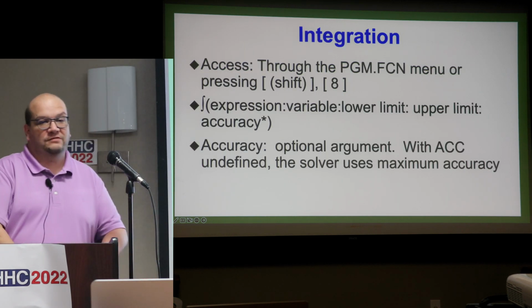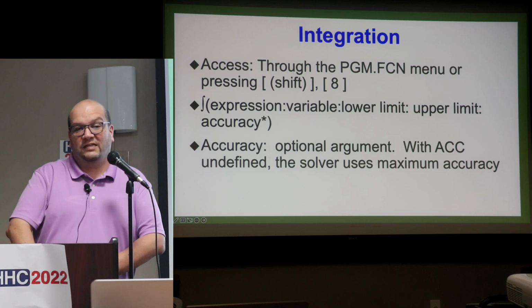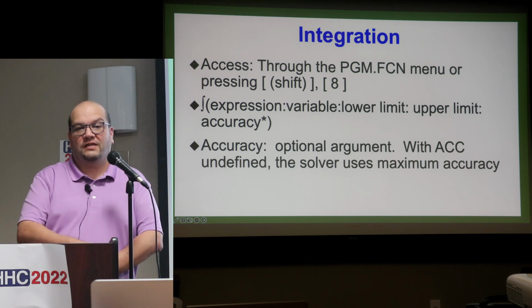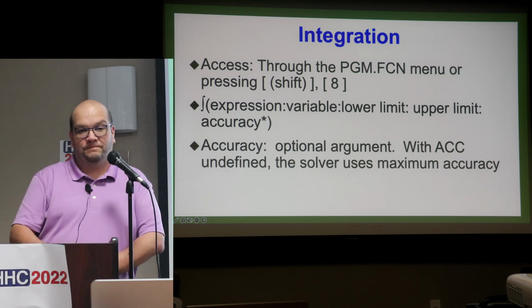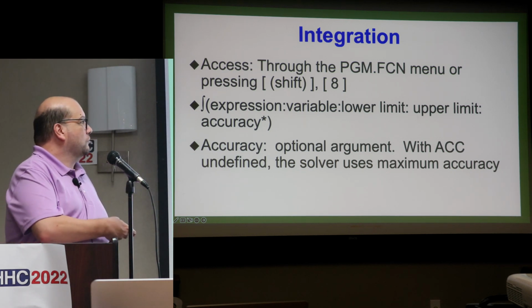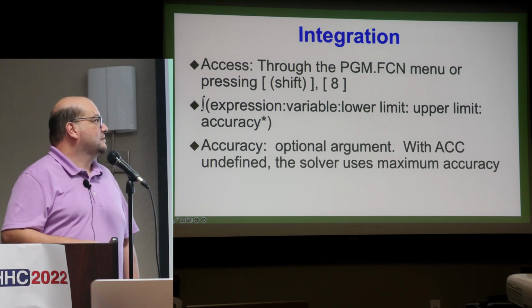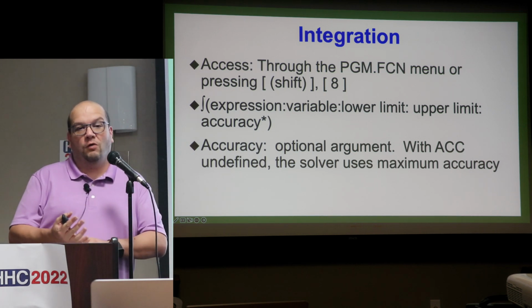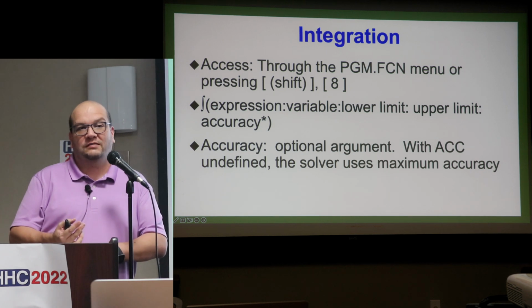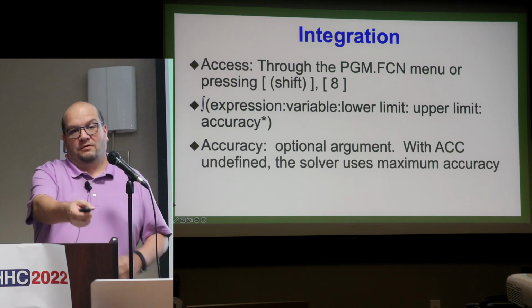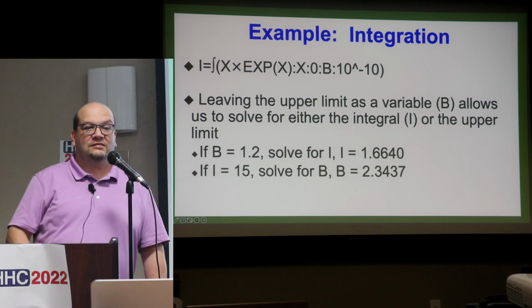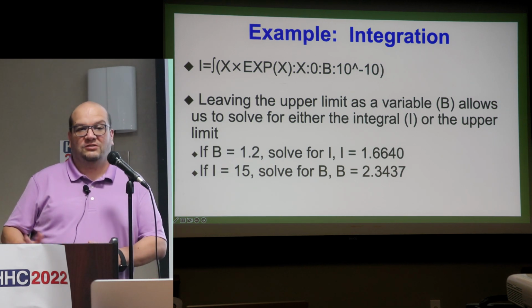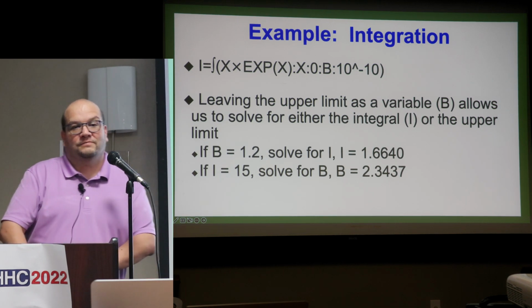Next you have integration, which has several ways, but one of the fastest ways to do it is press the shift key and the 8 key, and it will bring up the integral sign. It takes 4 arguments: expression, variable, lower limit, and upper limit. The 5th one, accuracy, is an optional argument. If you leave that out, then the Plus42 will default to maximum accuracy. You are not limited to entering just limits. You can actually solve for limits.